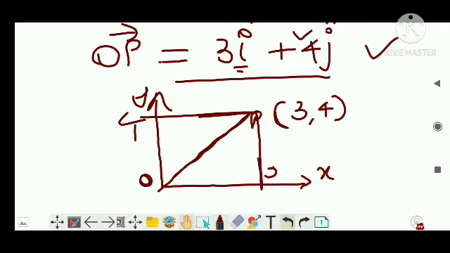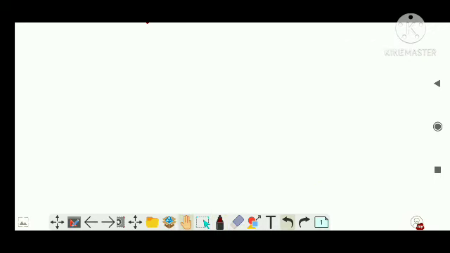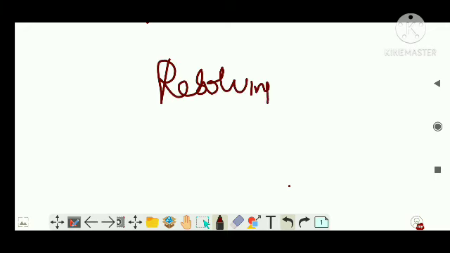Now there are further topics. After that, I will tell you how to find the unit vector if you are given a numerical problem. The next topic we are going to have is resolving vectors.